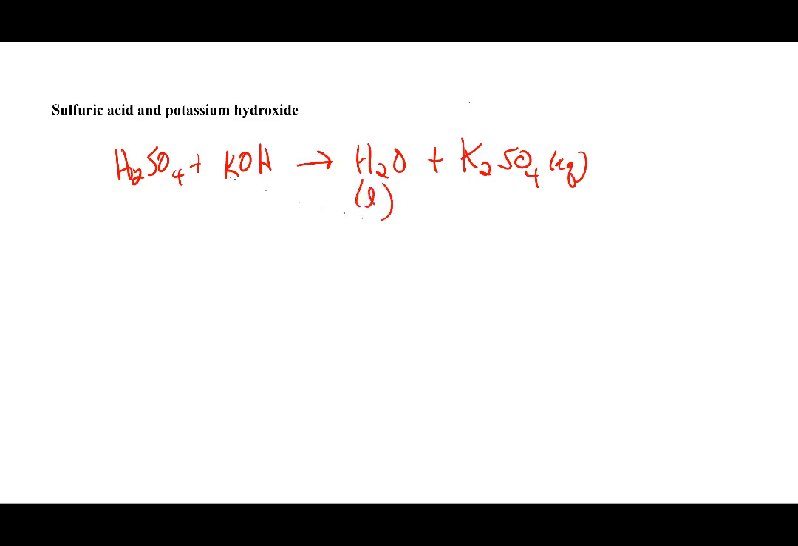Sulfuric acid and potassium hydroxide. Sulfuric acid is H2SO4 plus KOH. A strong acid and a strong base goes to make water and potassium sulfate. So potassium sulfate is aqueous, the water is liquid, the KOH is aqueous, and sulfuric acid is aqueous. Now we talked about how all reactions between a strong acid and a strong base all have the same net ionic equation of H plus plus OH minus goes to make water.